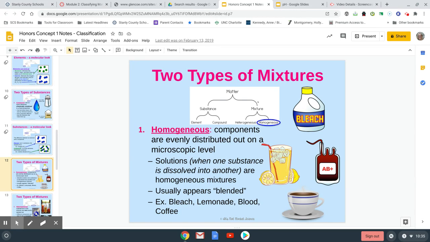Mixtures, there are two types. We have homogeneous and heterogeneous. Homogeneous are going to look the same throughout. So here are some examples. They look the same. It's when you have a solution, which is when you have one substance dissolved in another. It's going to appear blended, but it's not chemically combined, so it's not really a new substance. So bleach, lemonade, blood, coffee, these are homogeneous because they look the same throughout.